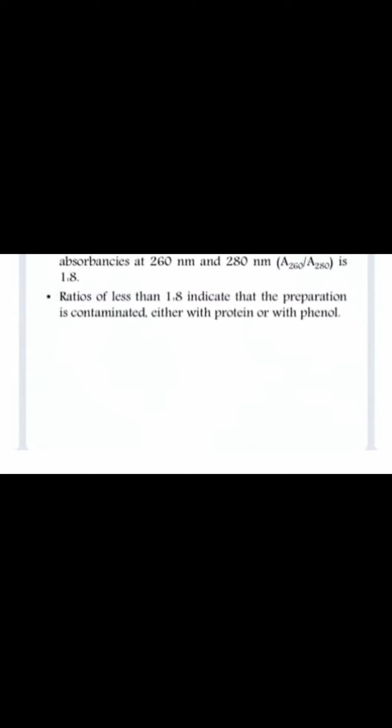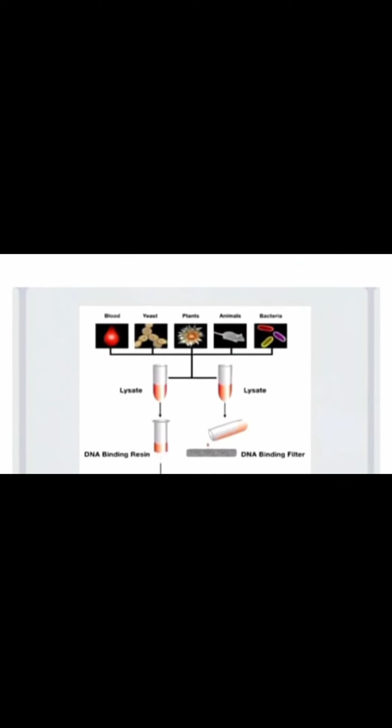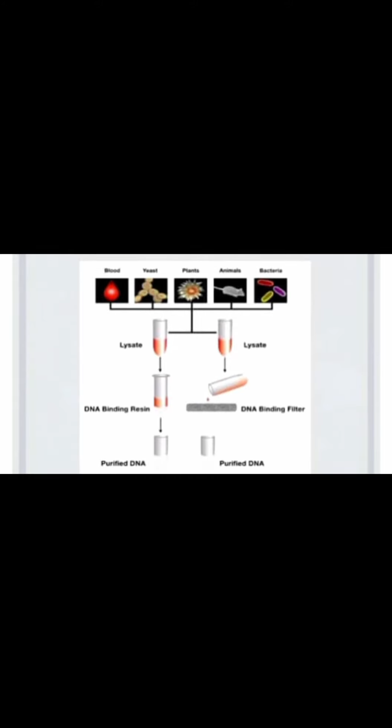With a pure sample of DNA, the ratio of the absorbance at 260 nanometer and 280 nanometer is 1.8. A ratio of less than 1.8 indicates that the preparation is contaminated with different waste products, or it can be contaminated by foreign particles, either with protein or phenol. This is actually all the steps.